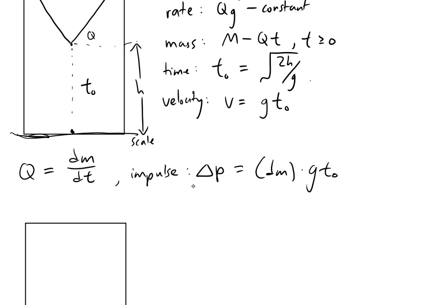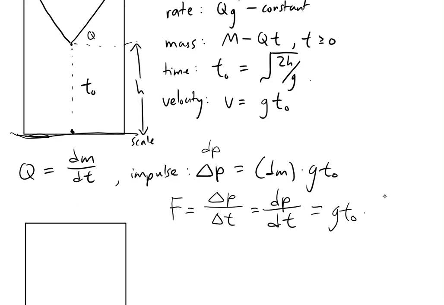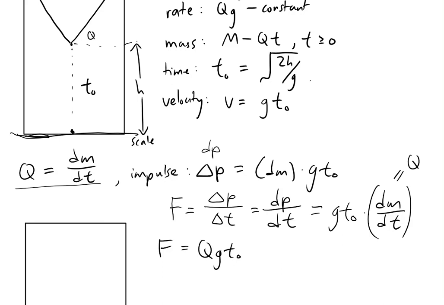Now, we know that this impulse has a relation to force because we know that force, F, is equal to our impulse over our change in time. In this case, this is an infinitely small impulse, so write it as dp, and for an infinitely small period of time, it's dp over dt. Now we know dp is equal to this, so we put this in and we get g t0 times dm over dt. And we actually know this expression is equal to our mass flow rate. So this is just equal to Q. So instead, we can write that the force this small grain of sand impacting the bottom gives is equal to Q g t0. Now, that's very interesting because what is our mass that we have decreasing up to this point?